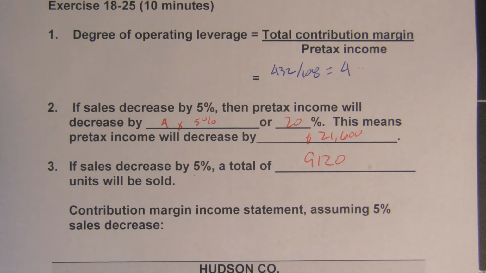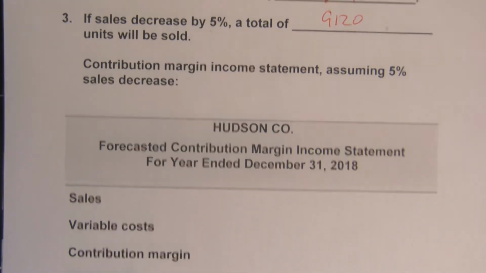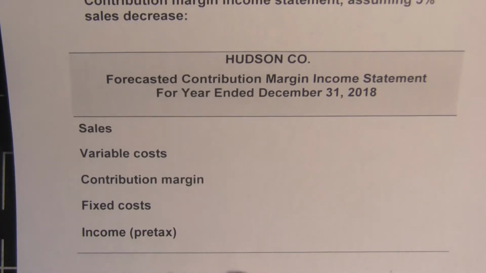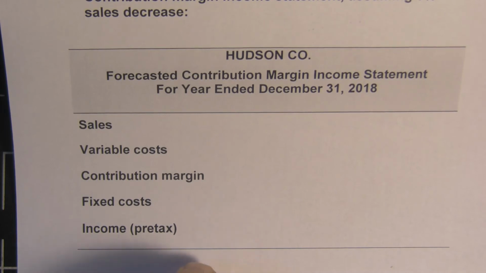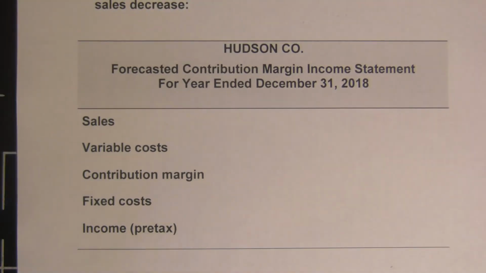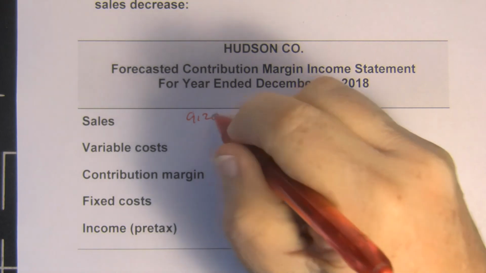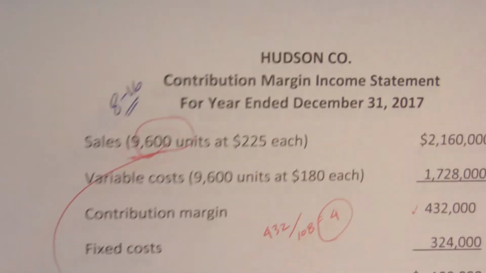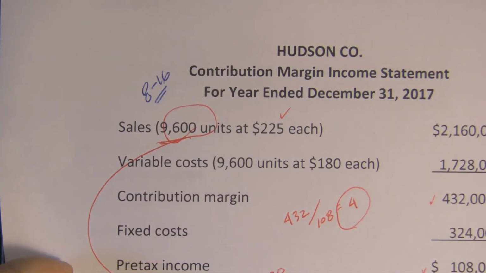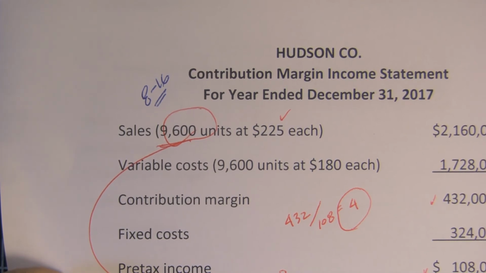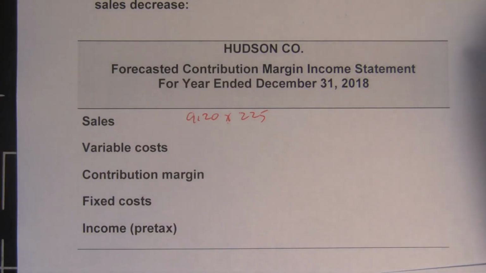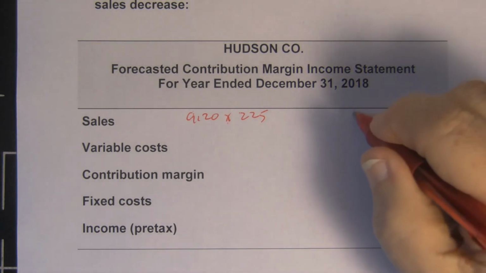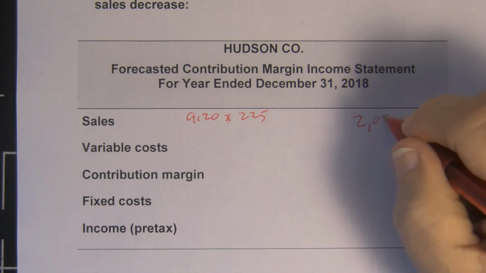The next thing it asks us to do is to create a contribution margin income statement at this new level of sales. So we can do that. Sales are 9,120 times 225. Again, refer back to here, 225, because it said sales decreased, it didn't say we reduced the price. So that's 2,052,000.